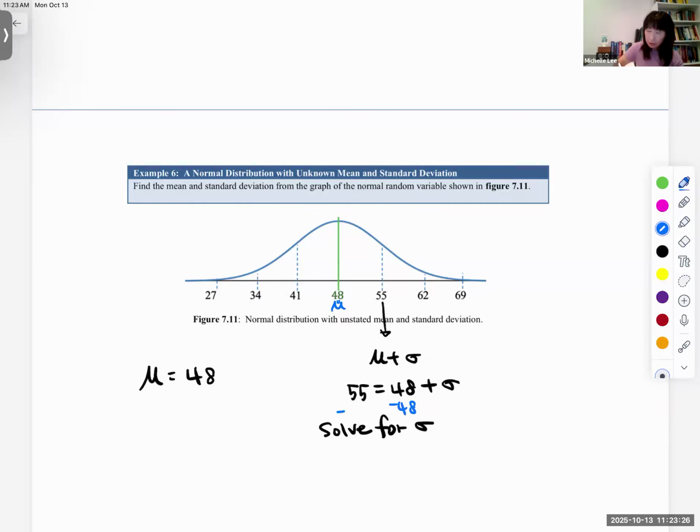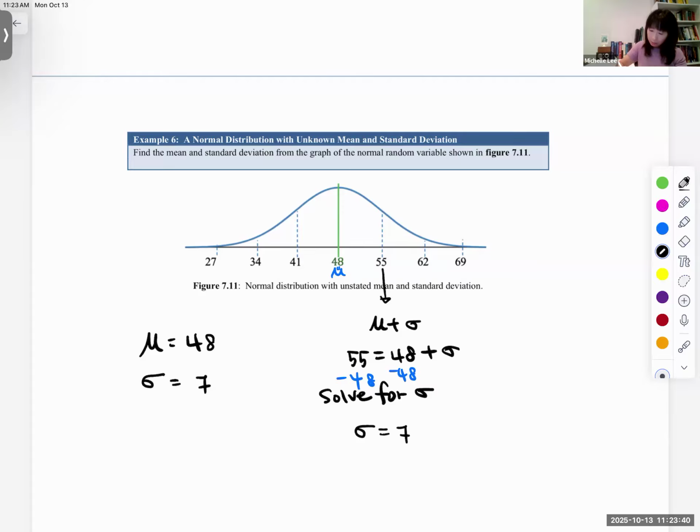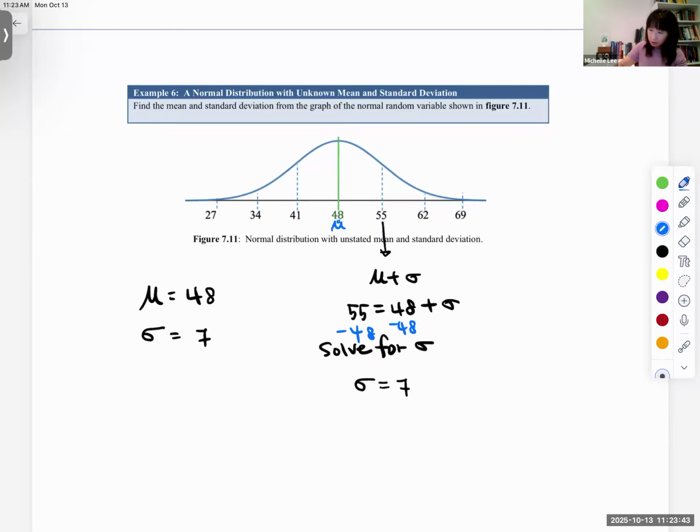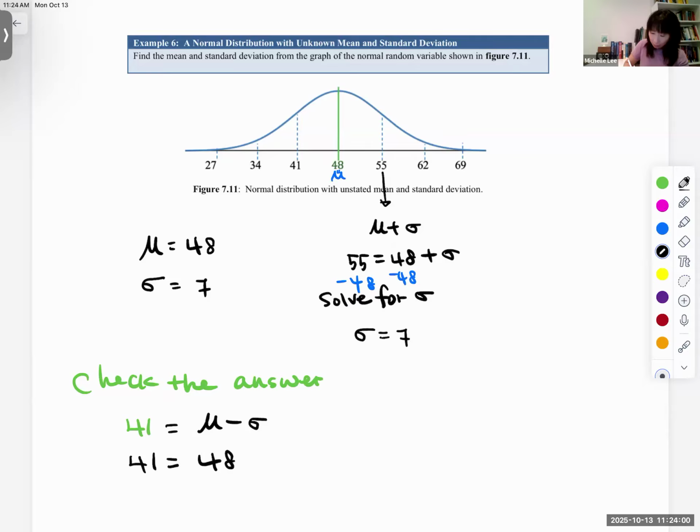7. Yeah. Can you check the answer? So sigma equal to 7. We have a 41. Check the answer. So 41 equal to mu minus sigma, right? So there will be 41 equal to mu, 48, minus sigma, right? Is it the same? Check that. Yes, it's the same, right? So 41 equals 41. Excellent.